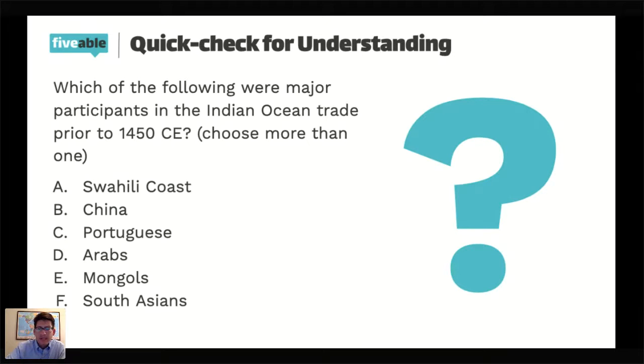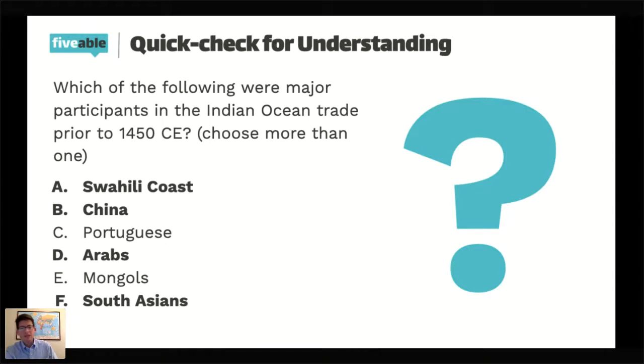All right, let's take a look at what we have here and what our answers might be. Pretty straightforward question here. Which of these are major participants? Correct answers here: A, B, D, and F.